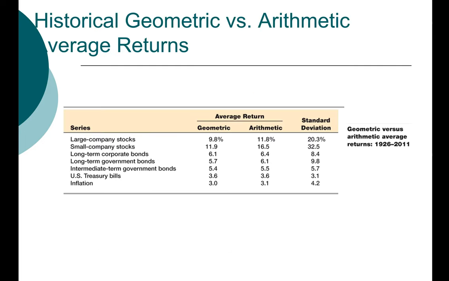So we can take a look at the difference between the geometric and the arithmetic average between the different types of securities. So you can see for something that has very, very low volatility, such as US T-bills, the geometric return and the arithmetic average return are almost the same. For something that has a very high volatility, such as stocks, you will see that the difference is much, much, much greater.